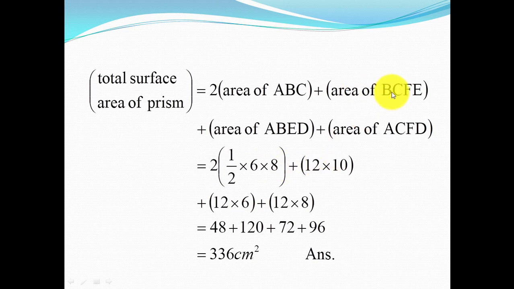And the area of BCFE is 12 multiplied by 10, and the area of ABED is equal to 12 multiplied by 6, and the area of ACFD is equal to 12 multiplied by 6. We sum the area of all these five sides, and the finalized result is 336 centimeter square, which is the total surface area of the prism.